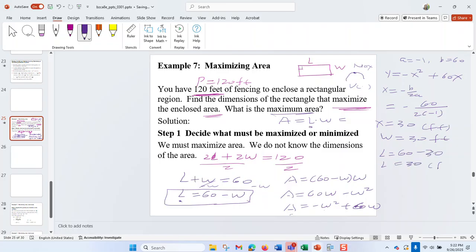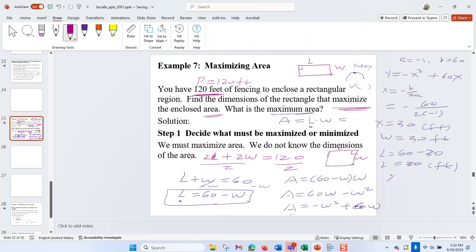So what does that mean? That means your length and width are the same. In order to build a maximum area, you have to build a square. This is going to give you the maximum area. You have to build a square. That means length and width are the same, right?